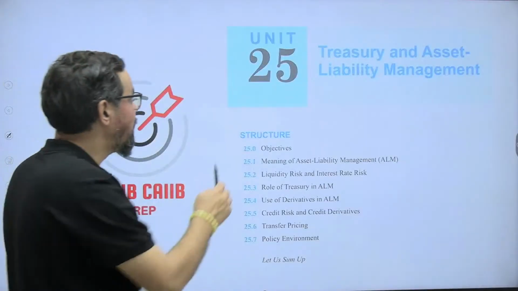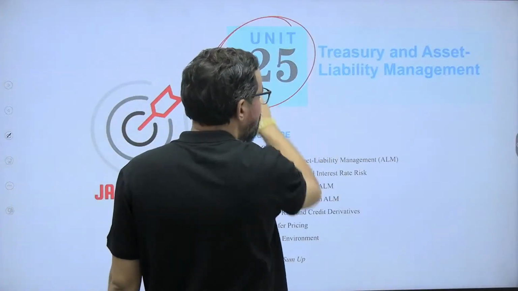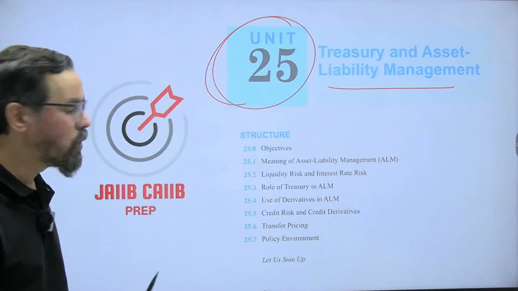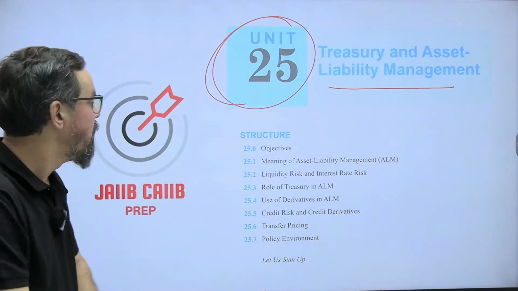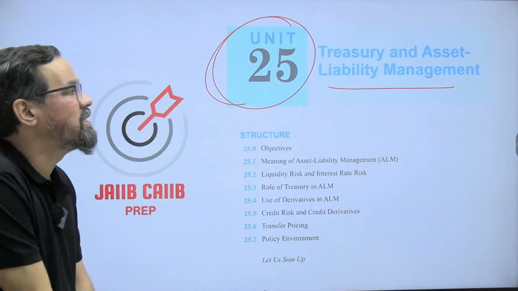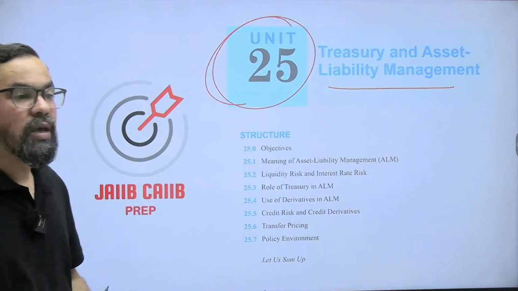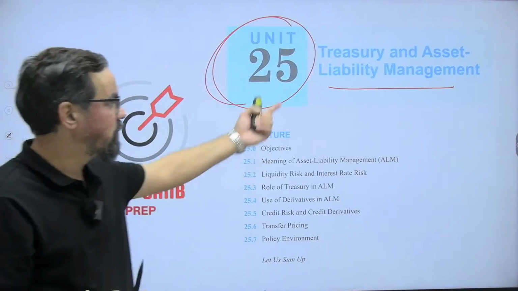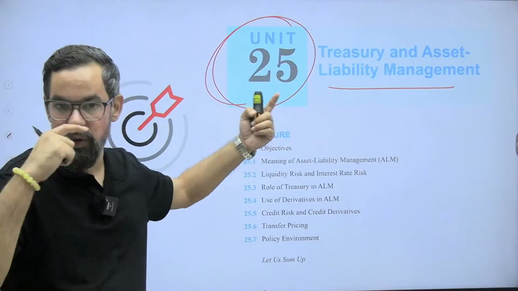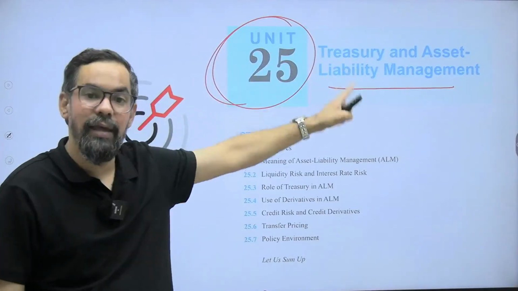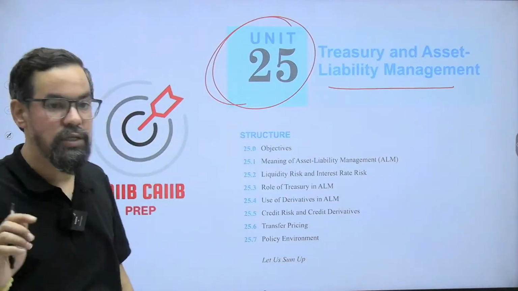Okay? Next one, which is unit number 25. I guess this is the last unit from your module C itself, which is treasury and asset liability management. The previous one was something around risk management and all. So this is treasury and ALM, asset liability management.